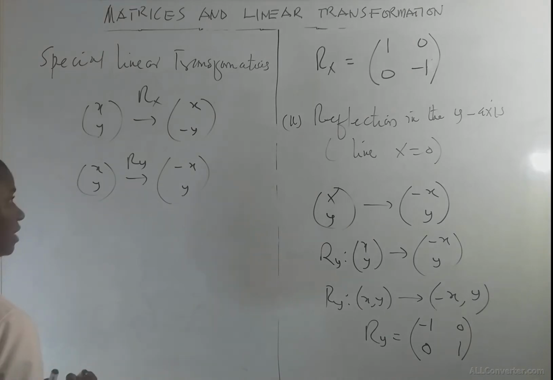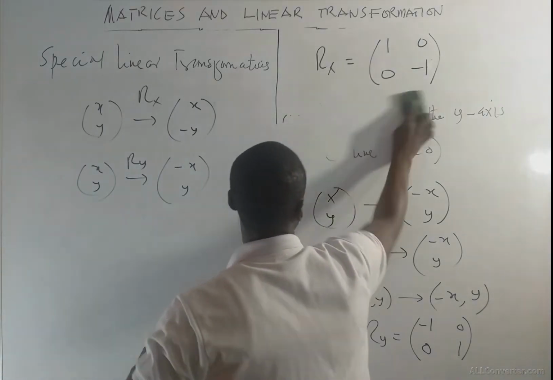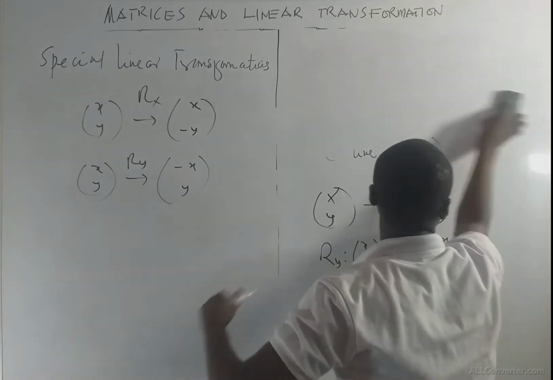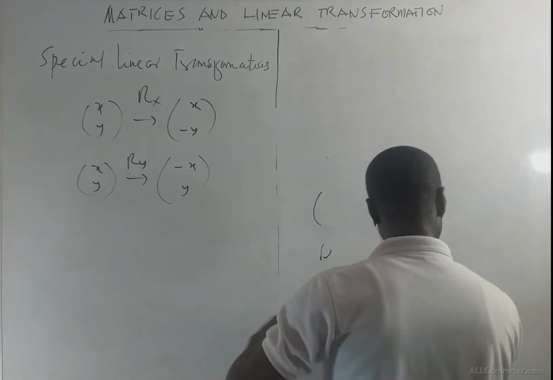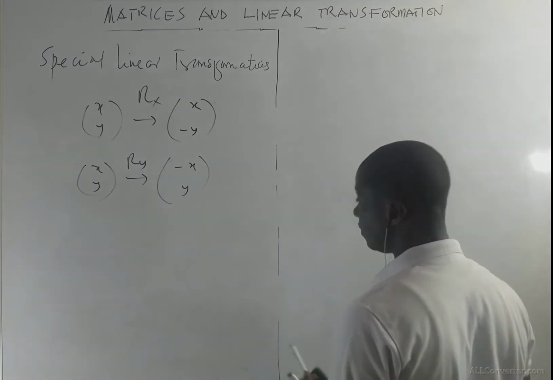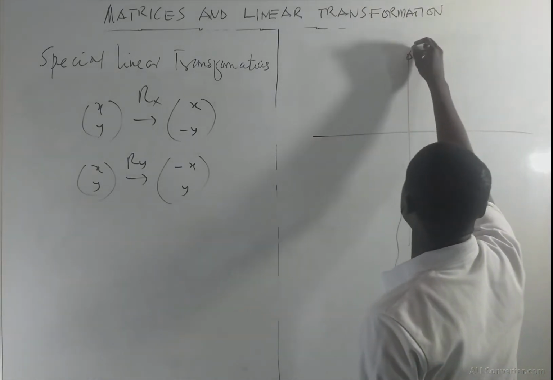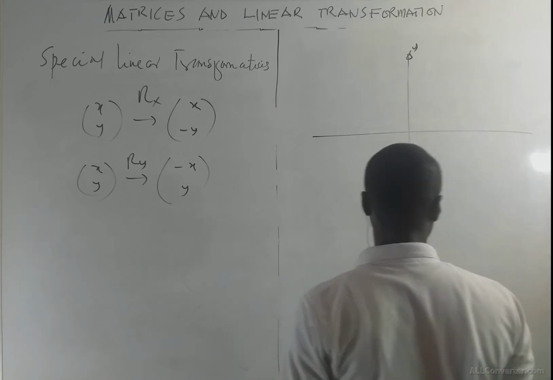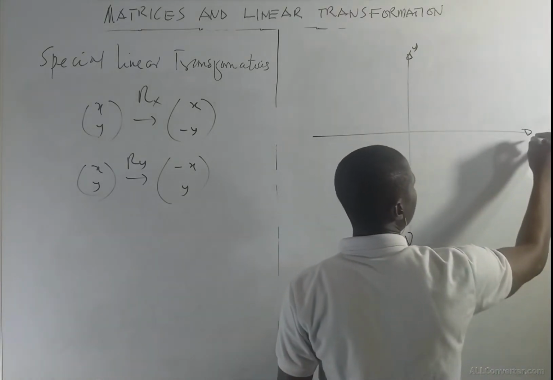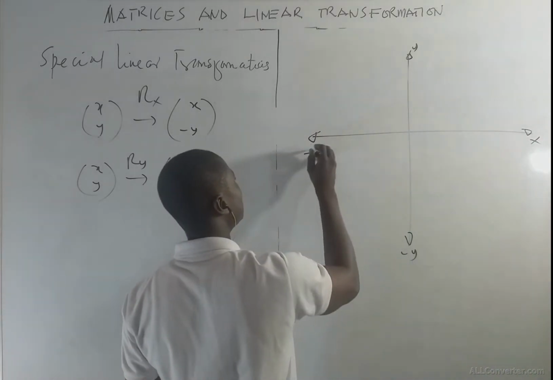Now, let's take note of this. I want to explain something so that you understand why the mapping is like that. Let's consider the xy axes. We have y here. This is the negative y-axis. We have the positive x-axis and we have the negative x-axis.